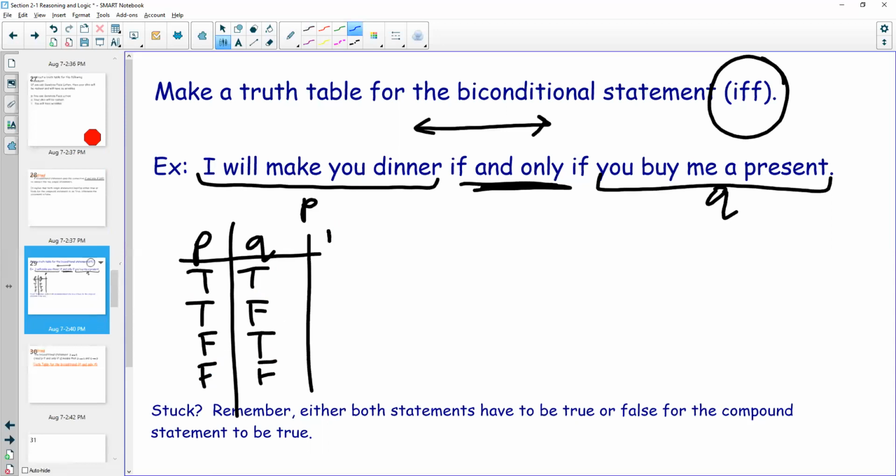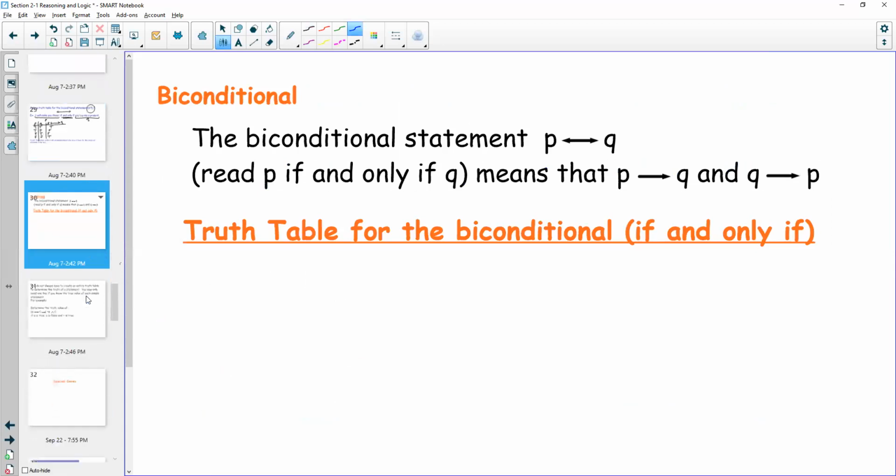And then let's think about the biconditional. P, if and only if, Q. So if I make you dinner and you buy me a present, this is awesome. It's perfect. It's true. If I make you dinner and you don't buy me a present, there's trouble. That's false. If you buy me a present and I don't make you dinner, we also have trouble. But if I don't make you dinner and you don't buy me a present, then we're good. That's true. So this is how a biconditional works. You can make your table here if you like.